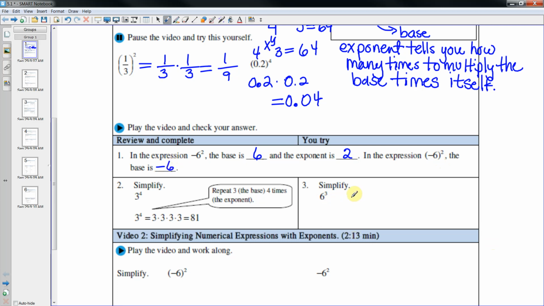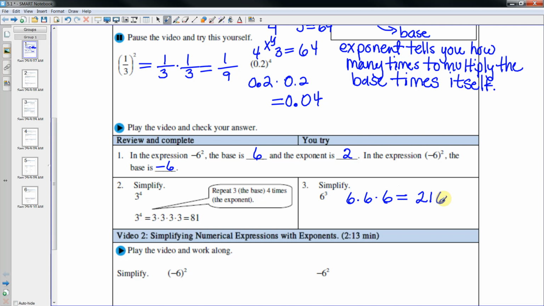The first one is just going to be 6 cubed, so that's 6 times 6 times 6, and if we figure out what that is, 6 times 6 is 36. 36 times 6 is 216.